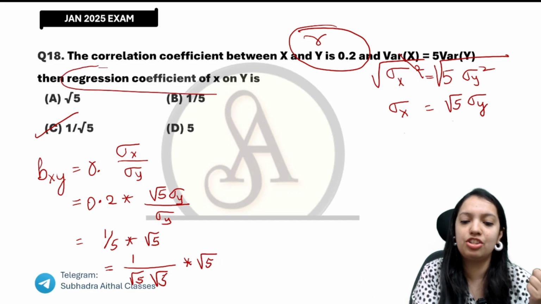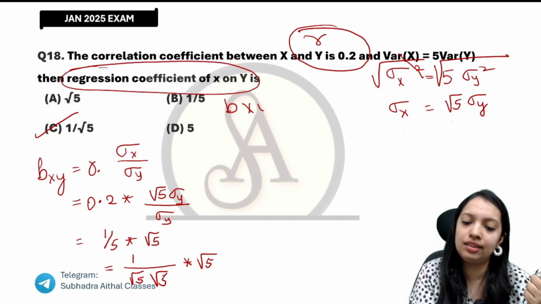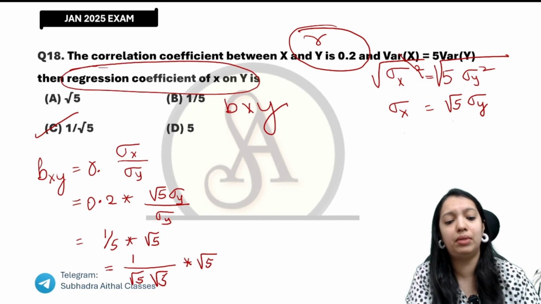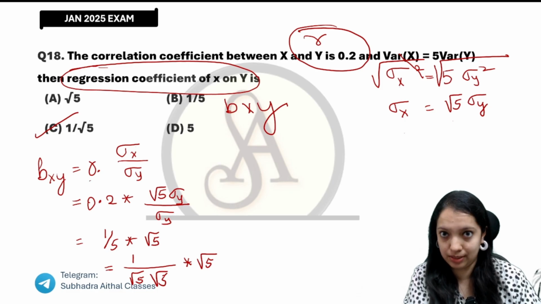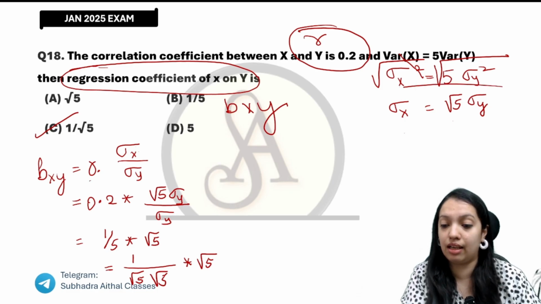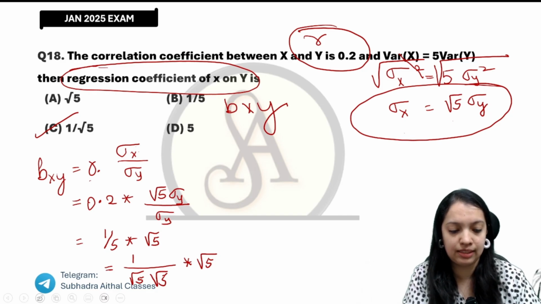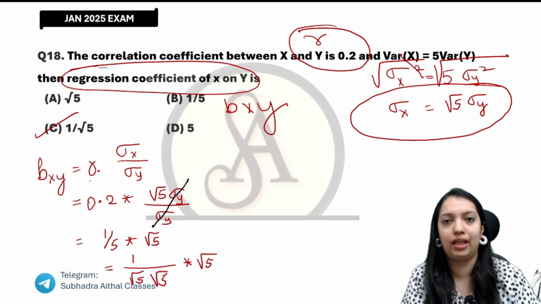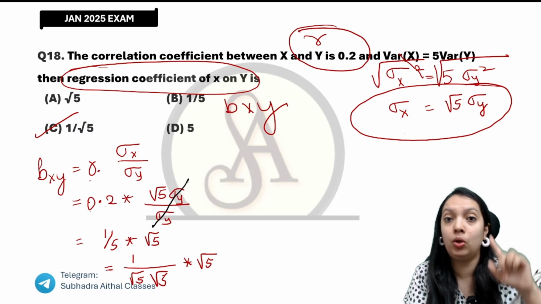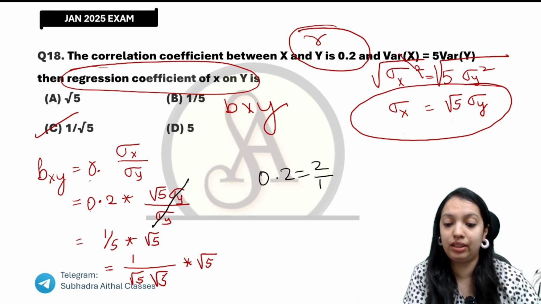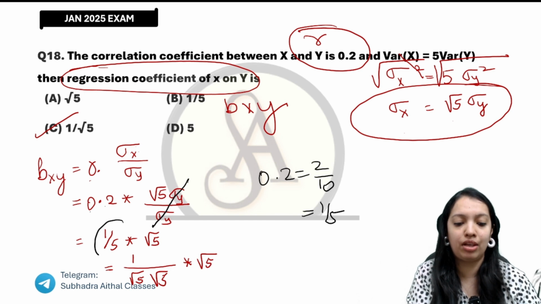If you want regression coefficient of x on y, it is bxy. This is given by the formula R into sigma x by sigma y. Sigma x, replace this. Sigma y is written as it is. Cancel numerator denominator. What do you mean by 0.2? 0.2 is 2 by 10 or 1 by 5. So I have replaced that value as 1 by 5 into root 5.